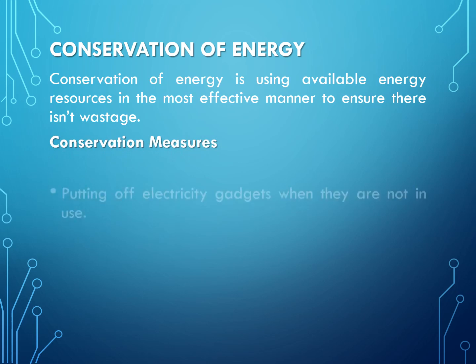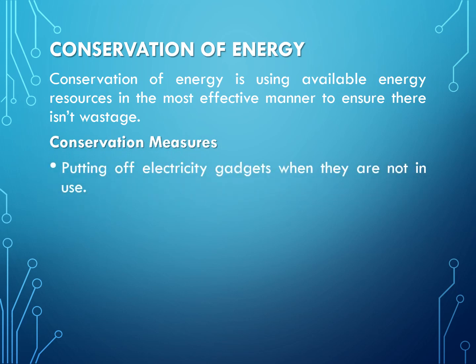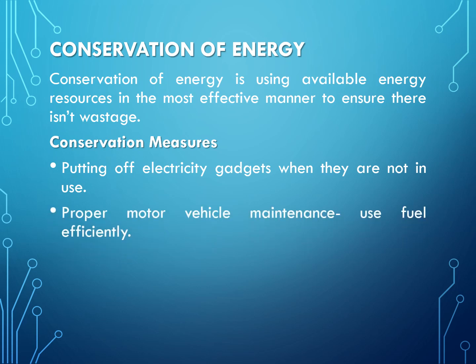One, putting off electricity gadgets when they are not in use. That is a direct action that everybody can take. It does not require a lot, it just requires us to create a habit of switching off lights, which I do a lot in school and at home. Now, proper motor vehicle maintenance. I think in our country we have not been able to do this a lot, but ensure from your personal capacity, even if the law is not very clear on this, that we maintain our vehicles so that they are spending efficiently. It will save you cash, it will save our environment, it will save the nation and the world in terms of energy.